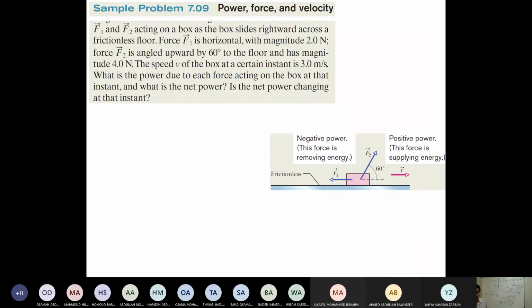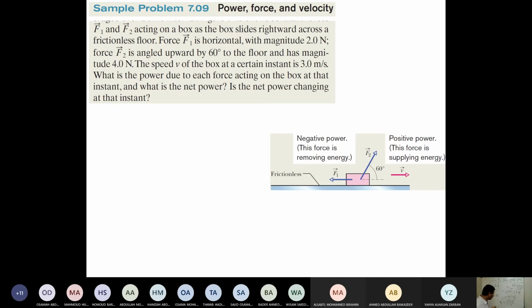In this problem, we have two forces, F1 and F2, acting on a box as the box slides rightward across a frictionless floor. Force F1 is horizontal with a magnitude 2 Newton, and F2 is angled upward by 60 degrees to the floor and has magnitude 4 Newton. The speed V of the box at a certain instant is 3 meters per second. What is the power due to each force acting on the box at that instant? And what is the net power? Is the net power changing at that instant?